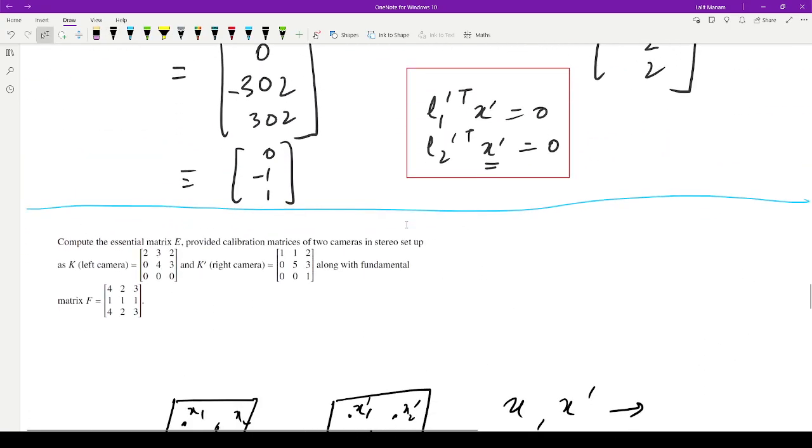We are given in the question K prime and K and F as well, so we can derive the answer. It's just matrix multiplication. Fine. Do you see anything wrong in this question?